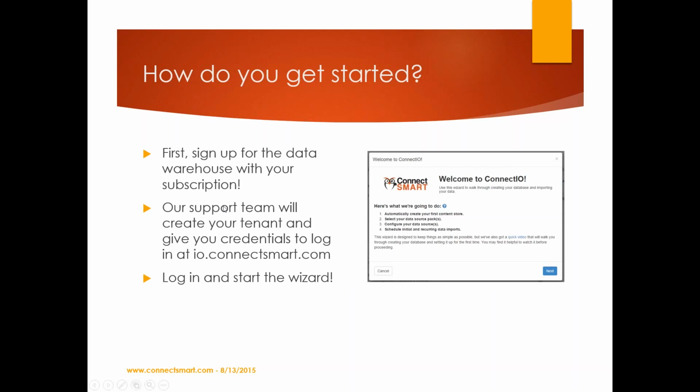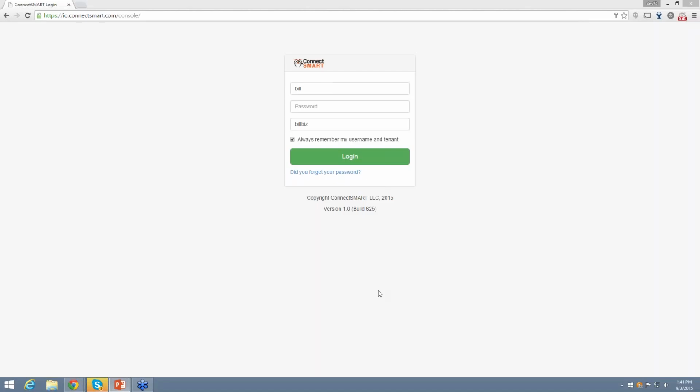After you do that process, the support team is going to create that initial tenant for you and then create a login that you can use to log into the io.connectsmart.com website, which is the portal for ConnectIO. After you log in, we now have a nice big green button to start a Getting Started wizard. You just press that button and follow through on the prompts, and it'll get you kicked off on getting your data imported into the data warehouse and all of your tasks scheduled up. So that's actually what we're going to do right now. Let's go try that out.